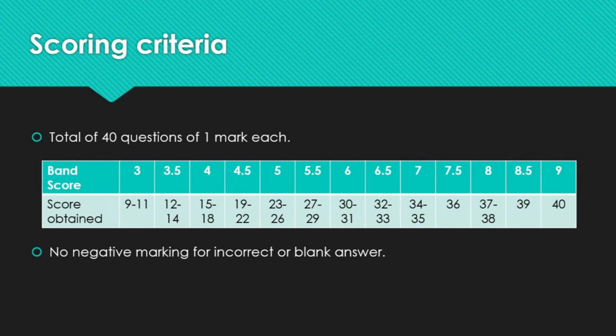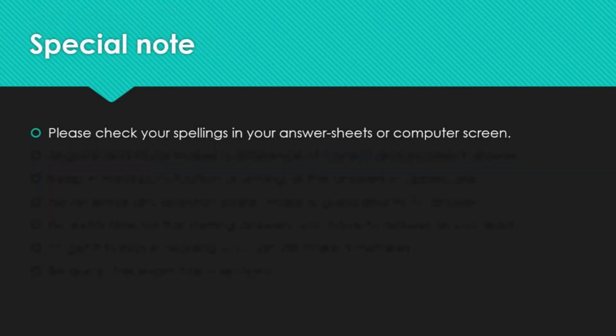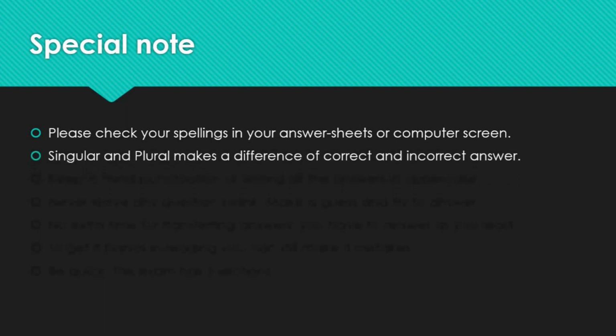Now let's look at some key points you should remember while you give the reading exam. The first and the most important point to remember is checking your spellings in the answer sheet. Remember that even though your answer is correct, if the spelling is incorrect, you will be marked incorrect and you will not get any points for that. The second point is the difference between singular and plural is very significant in IELTS. So if the correct answer is singular but you wrote plural, you will not get points for that, and vice versa.